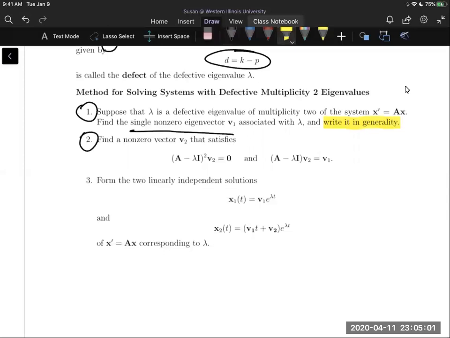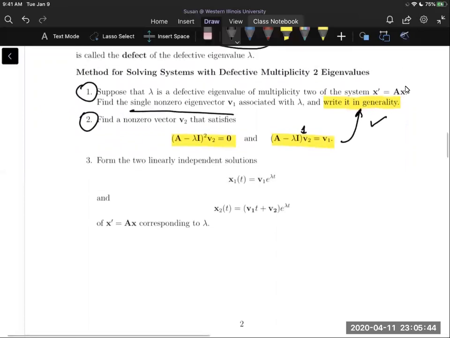The first one is: find a non-zero eigenvector v2 that satisfies (A minus lambda I) squared times that vector gives you 0. And then furthermore, you're going to use that eigenvector to force out your first eigenvector. Notice the difference here is that now it's (A minus lambda I) to the first power, multiplied by v2, and that should force out v1. This should be a nice check to see that that eigenvector v1 does in fact match the generality that we had written in statement 1.